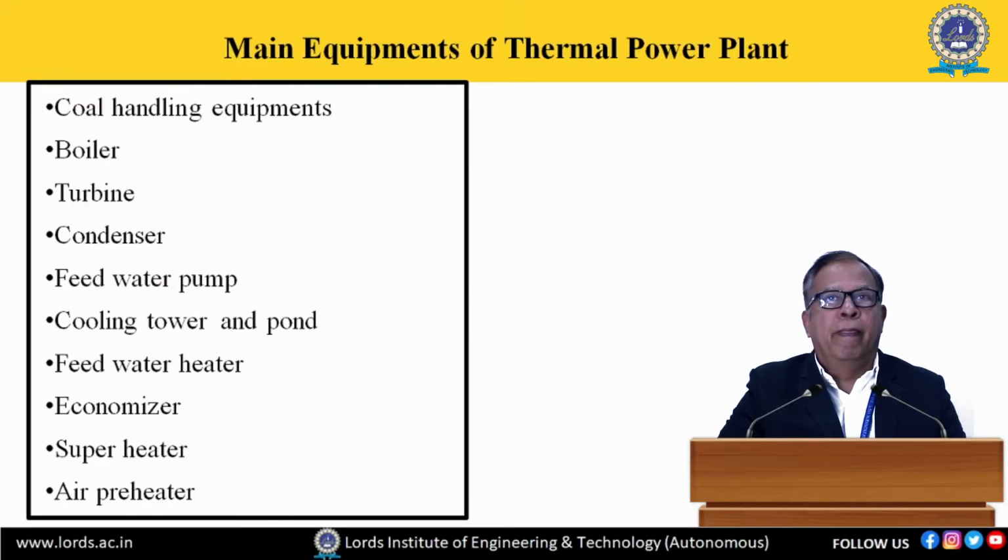So now you can see these main equipments of thermal power plants are coal handling equipments, then boiler, turbine, condenser, feed water pump, cooling tower, then feed water heater, economizer, superheater, and then air preheater.